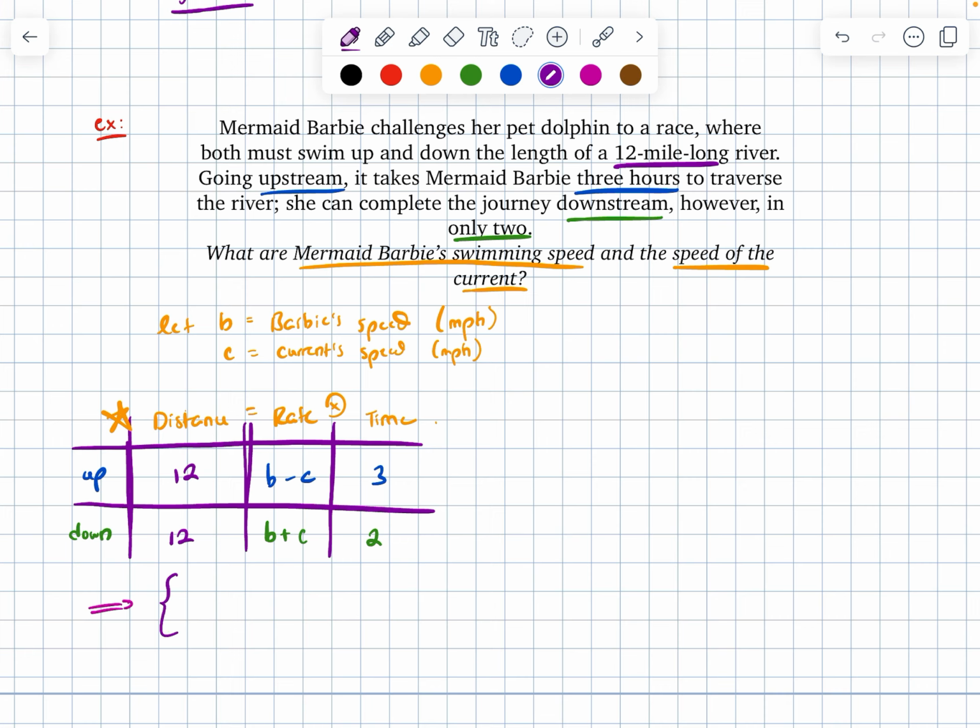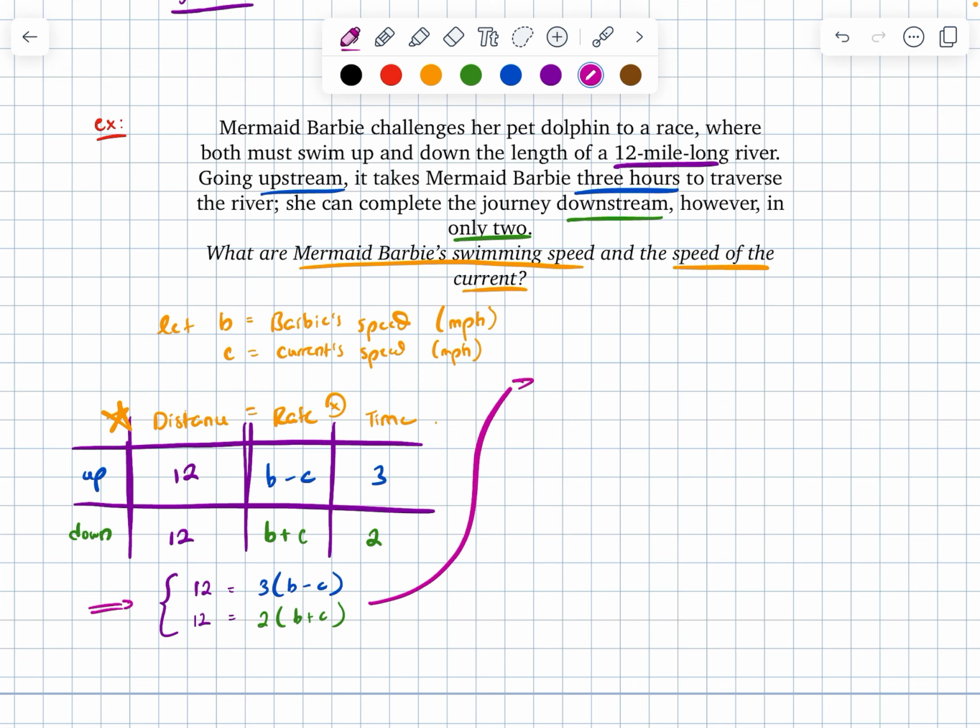So we know that distance, which is 12 in both cases, will be equal to the product of rate and time. So if in our upstream case, we take 3 and multiply it by b minus c, and in the bottom case, we take our 2 and multiply it by our b plus c, both of these should give us our statements. From here, I'm going to choose to solve this system by elimination.